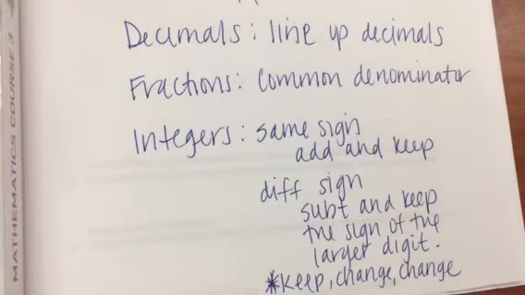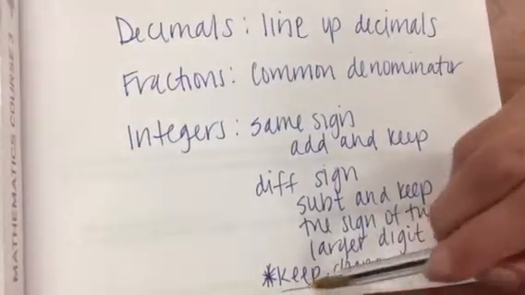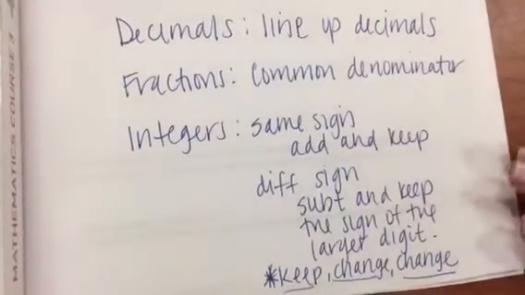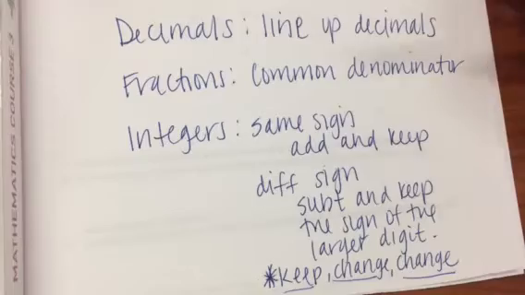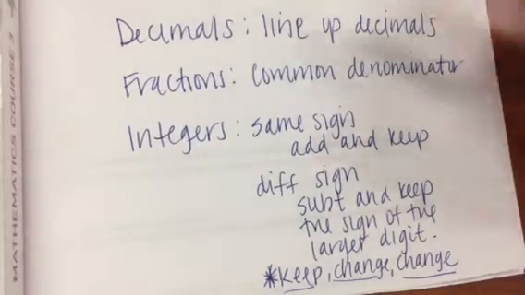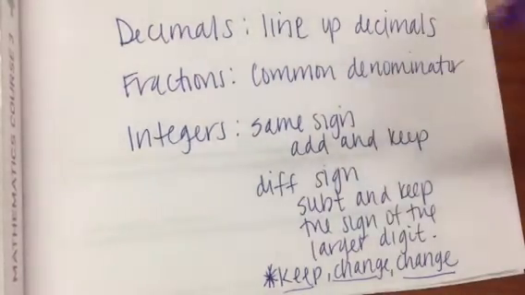Then one of the biggest things that you have to do before you do anything is ask: is it adding or subtracting? If it is a subtraction problem, you have to keep, change it. No matter what. If it's a decimal, a fraction, an integer, keep, change. So we always have to do keep, change. Then you line up your decimals and your common denominator, and your same signs add and keep, different signs subtract.